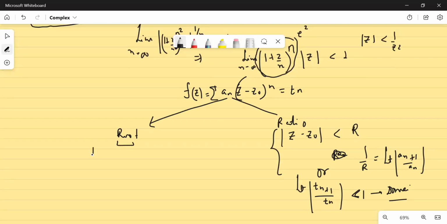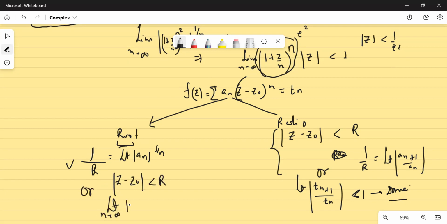In root test, you can go again into fashion. You can first find radius of convergence by doing this formula, limit supremum, an mod raised to power 1 over n. You can find this, and then write that my series converges for mod z minus z not less than r, or you can go by writing limit n tends to infinity tn ka mod ki power 1 over n is less than 1. Both will give you the same answer. The choice is entirely yours.